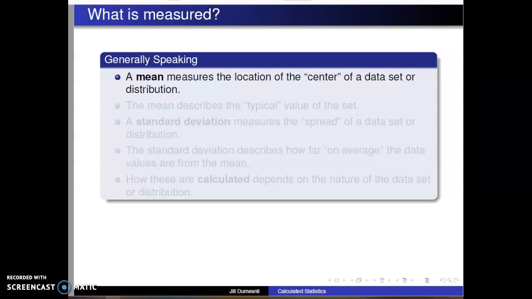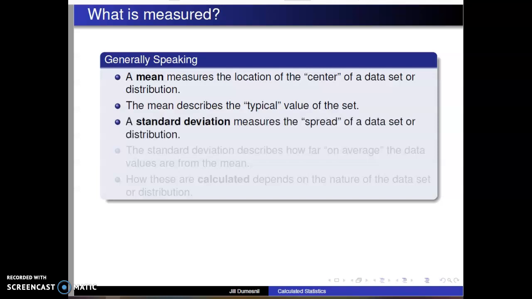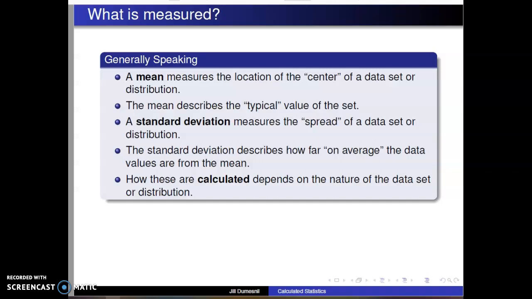Basically, a mean measures the location of the center of a data set or distribution. In a sense, the mean describes a typical value of the set. A standard deviation measures the spread of a data set or distribution. It describes how far, on average, the data values are from the mean. How these are calculated depends on the nature of the distribution.